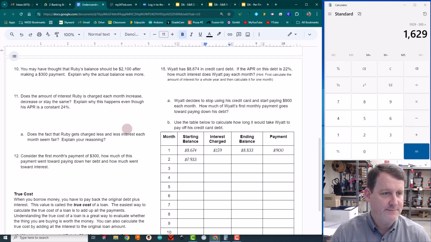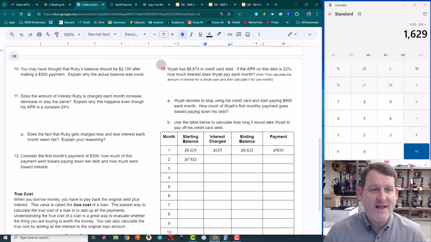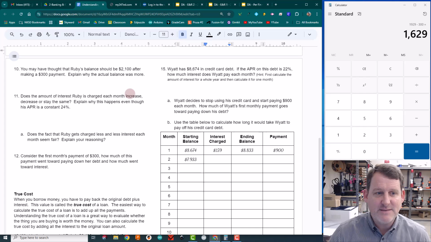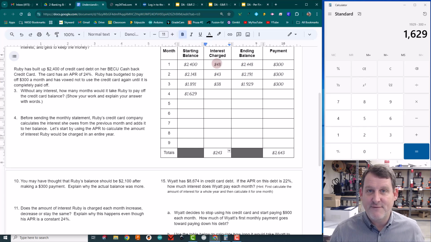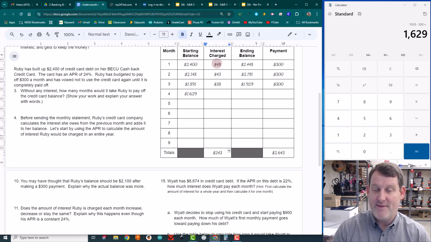Let's do these. So when Ruby sent in that first $300 payment, she may have expected her account to go from owing $2,400 to owing $2,100. It didn't. She owed more than that at the end of the month. She owed $2,148. And the reason she didn't pay off that full amount is $48 of her payment went to interest. So there wasn't the full $300 paying down her loan. The bank, or the credit card company, just gets to keep $48 of your money.